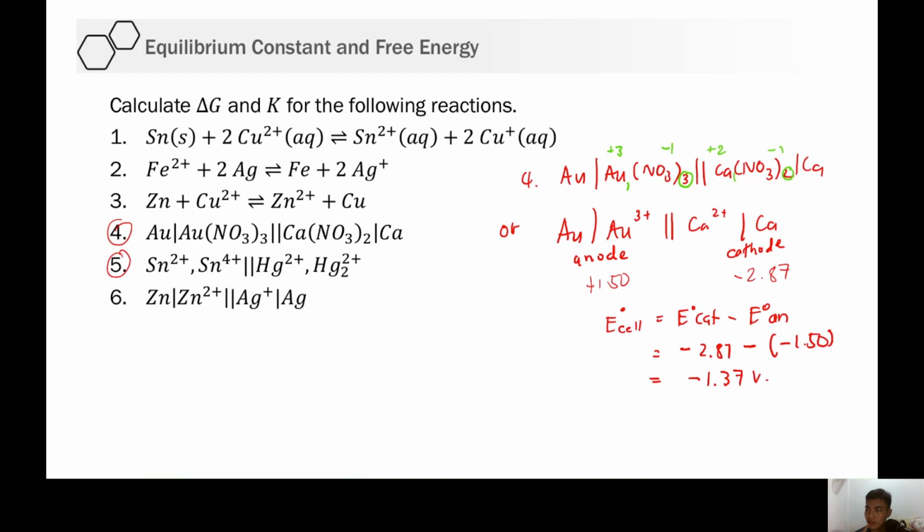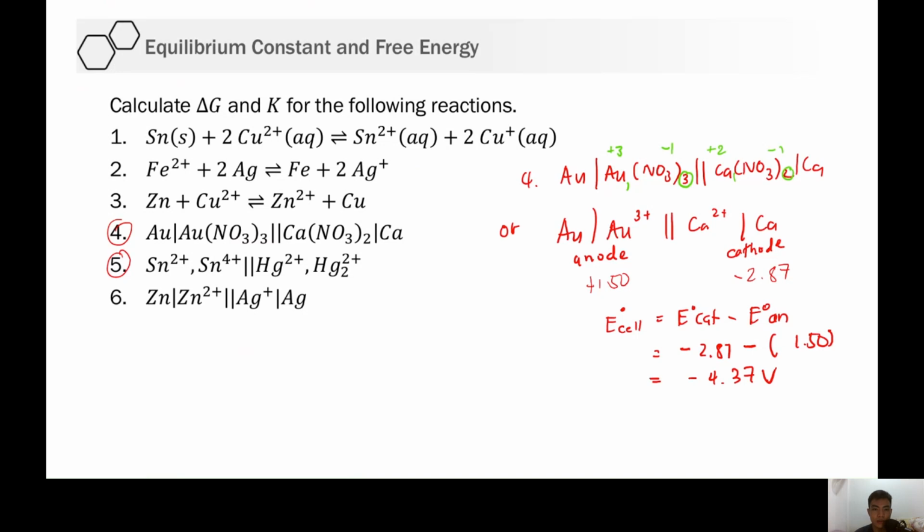I'm sorry, so it is not negative. It's -2.87 minus 1.50. I'm sorry for that. I'm kind of sleepy, but I have to push this through. So it should be 4.37, so it should be 4.37 volts.